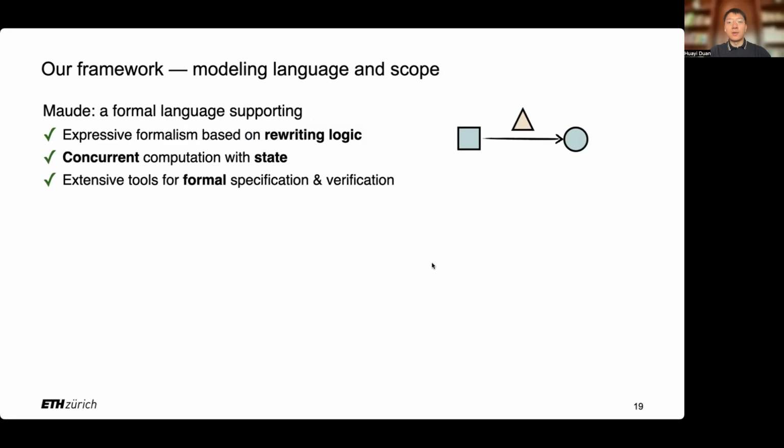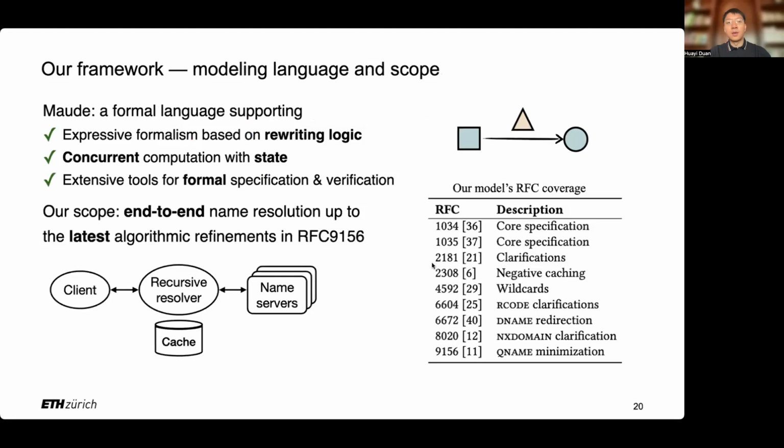We choose Maude as our modeling language because it supports rewriting logic, which is very expressive to model a distributed and concurrent system with stateful computation. There's also a logic ecosystem around Maude with a bunch of tools for different formal analysis. Our DNS semantics covers end-to-end name resolution between client, recursor, and name servers. We have formalized all major RFCs that specify the resolution algorithm and its refinements, up to the latest changes required for query name minimization. In comparison, the previous and only formal model, GROOT, has quite limited coverage, especially in that it abstracts away many essential stateful operations of the resolver, including caching.